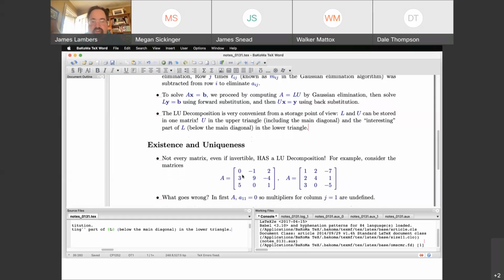In the first example here, when you try to eliminate these entries below the main diagonal, the 3 and the 5, you're computing multipliers. The multiplier is the entry you're trying to eliminate divided by the diagonal entry in the same column. But that's 0. So right away, you're dividing by 0, and the process breaks down immediately before you can eliminate a single entry.